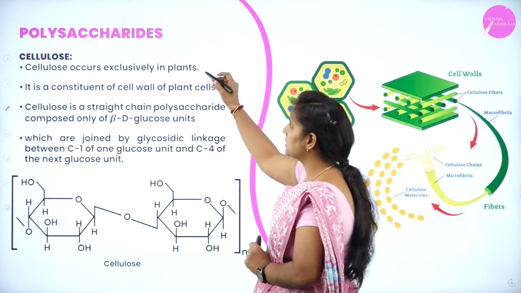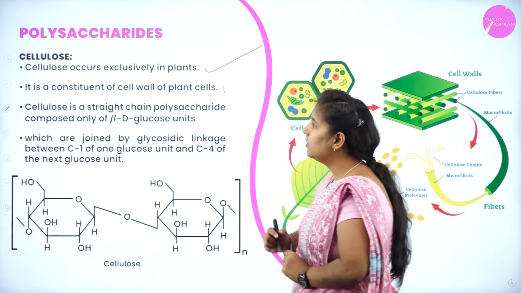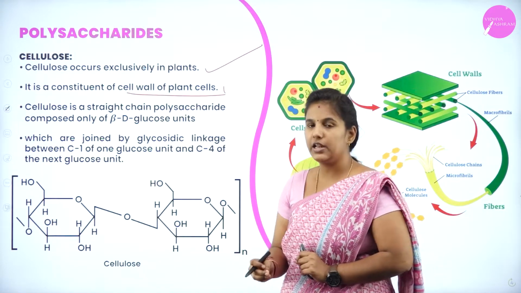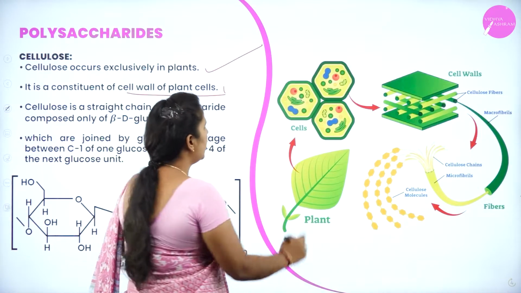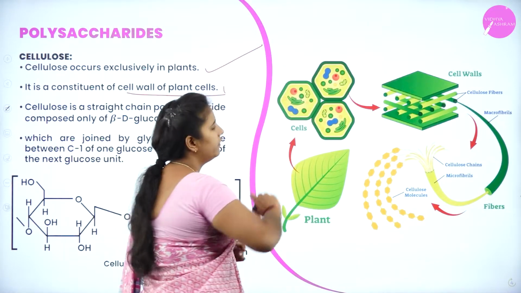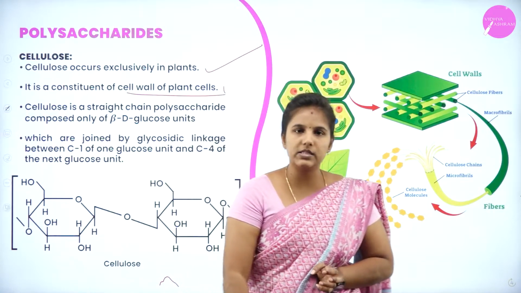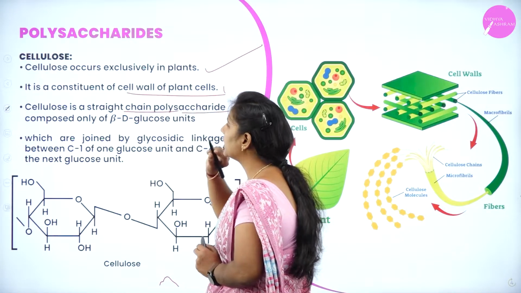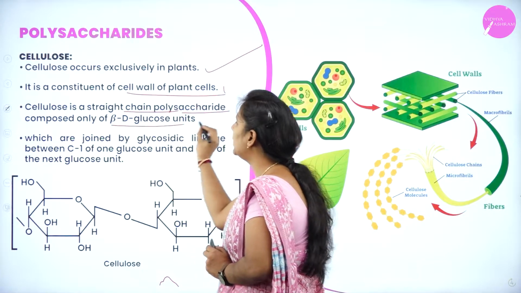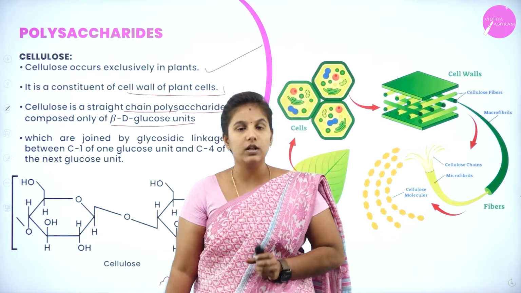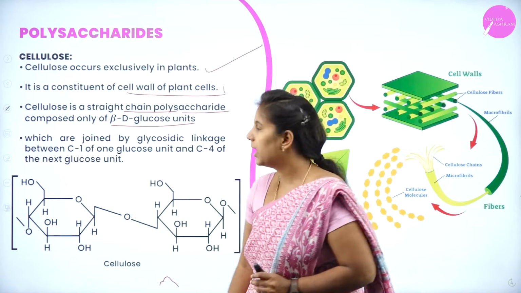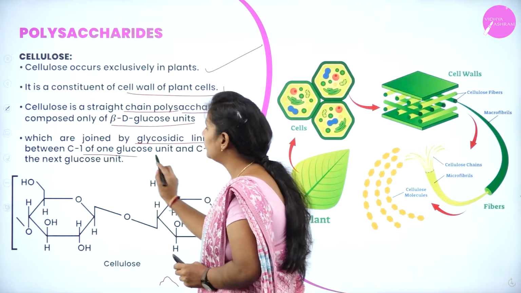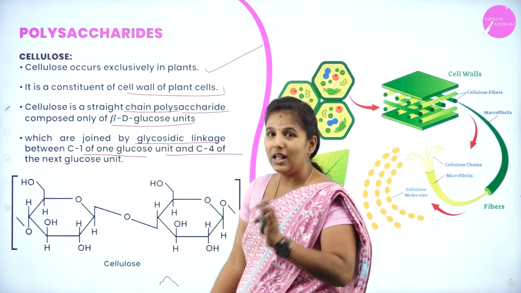It is exclusively found in the plants and they are mainly found on the cell wall of the plant cell. Especially on the cell wall, we can see that the cellulose will be present in the green plants. And the cellulose is a straight chain polysaccharide composed of only beta-D glucose units, which are joined together by a glycosidic linkage between C1 of one glucose unit and C4 of the next unit.